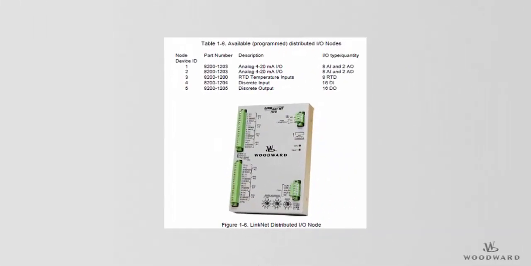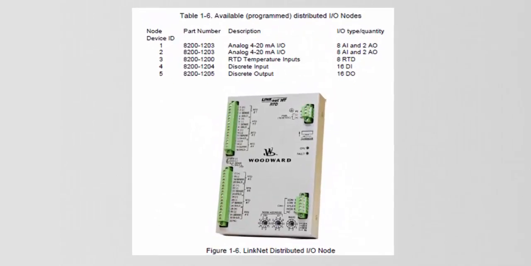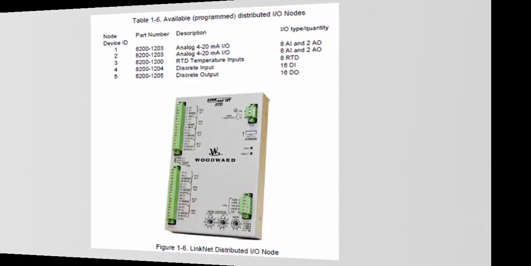The Woodward LinkNet HT distributed I/O nodes can be connected to the 505XT using CAN port number 2. LinkNet HT nodes provide slower, asynchronous distributed I/O with a single CAN port. These nodes are designed to operate in high temperature and high vibration environments.